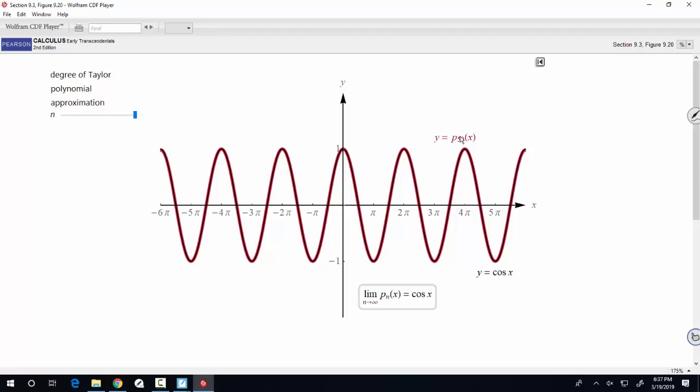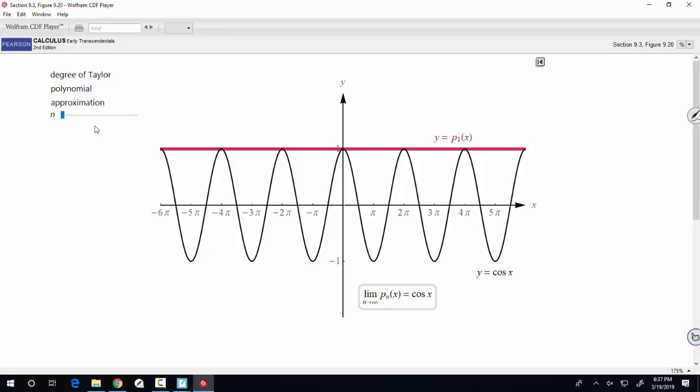a 50th. So that's x to the 50th and some other terms. But we see that it matches up with cosine perfectly. We maybe wouldn't get carried away and go out to the 50th term if we wanted to approximate. But certainly using an 8th degree polynomial is much better at approximating all the other values around 0 as opposed to the linear approximation, which is pretty terrible here.